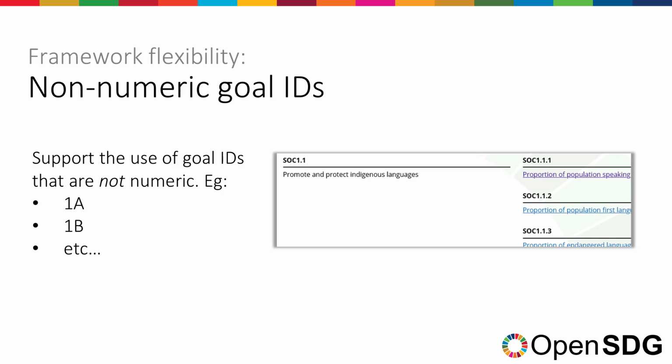As part of our continuing efforts to allow Open SDG to be used for non-SDG frameworks, it is now possible to use goal IDs that are not numeric. This helps to support other frameworks that might use prefixes or abbreviations in their goal IDs.